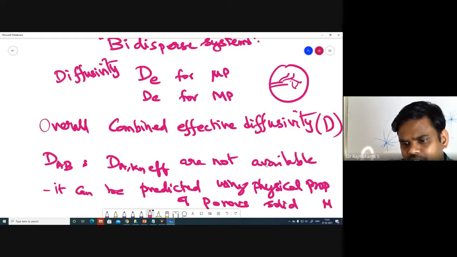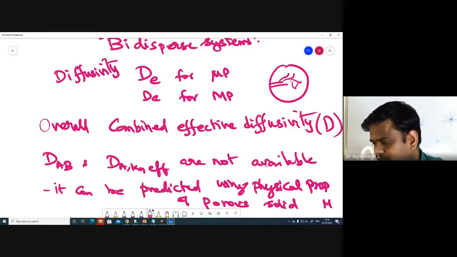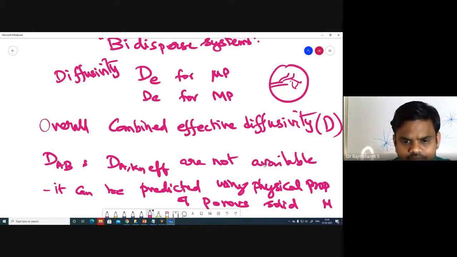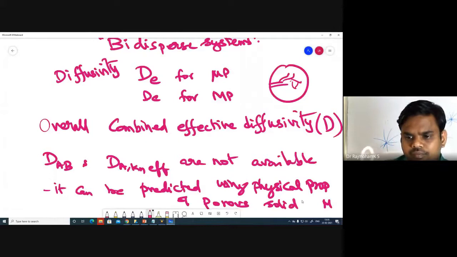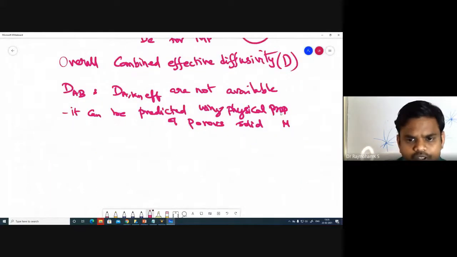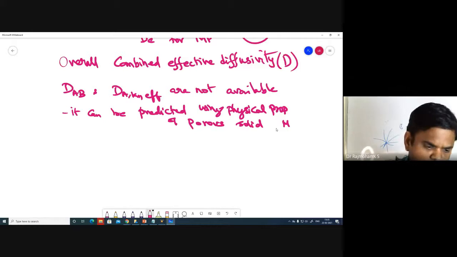We can talk about molecular weight. It can be predicted using physical properties of porous solids, like molecular weight, and other parameters like integral function kind of things, which we will discuss later. So the usual practice is to find the combined diffusivity. How to find combined diffusivity? So we can see that.